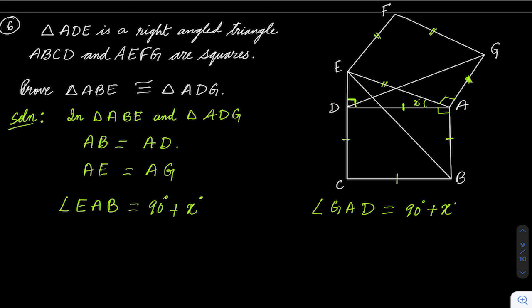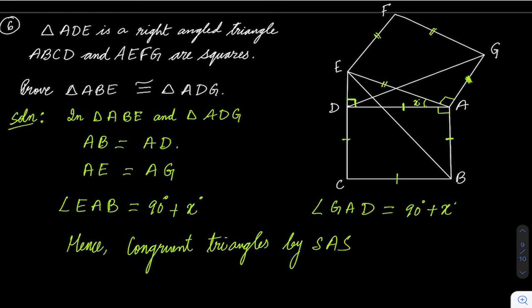So now you can see the sides and the included angle between these two sides are equal. Hence, we can say that these two triangles are congruent by SAS. So by SAS, these two triangles are congruent. So now you can see this question was really complex looking. But once we write all the information and slowly we try to understand the question, it becomes easy.